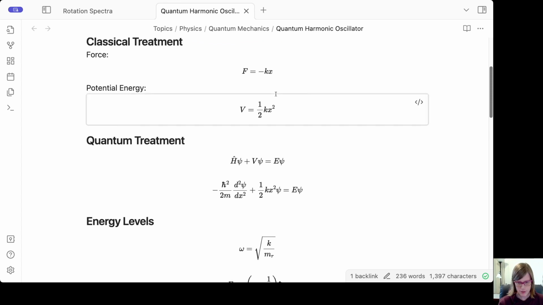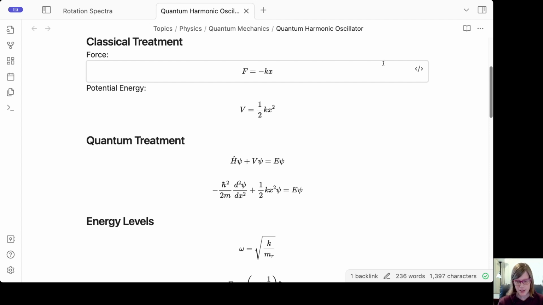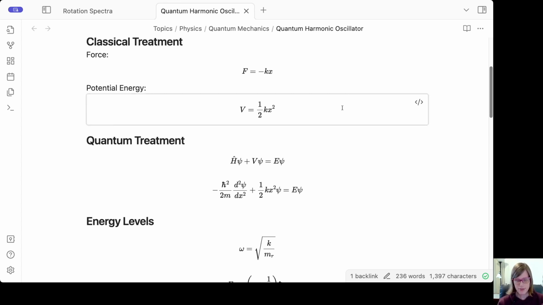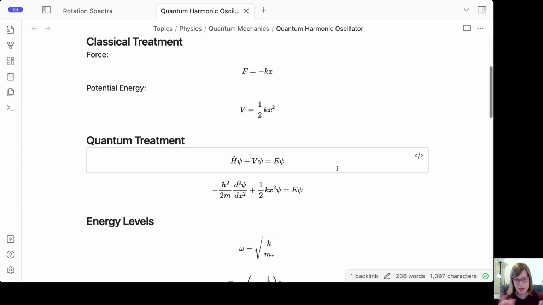So just to review, the force in a classical harmonic oscillator is negative kx, where k is the spring constant. When you're looking at a molecule, that's a bond property of the bond between two atoms. The potential energy V is equal to 1/2 kx squared. So it takes on the shape of a parabola in which the oscillator can be.